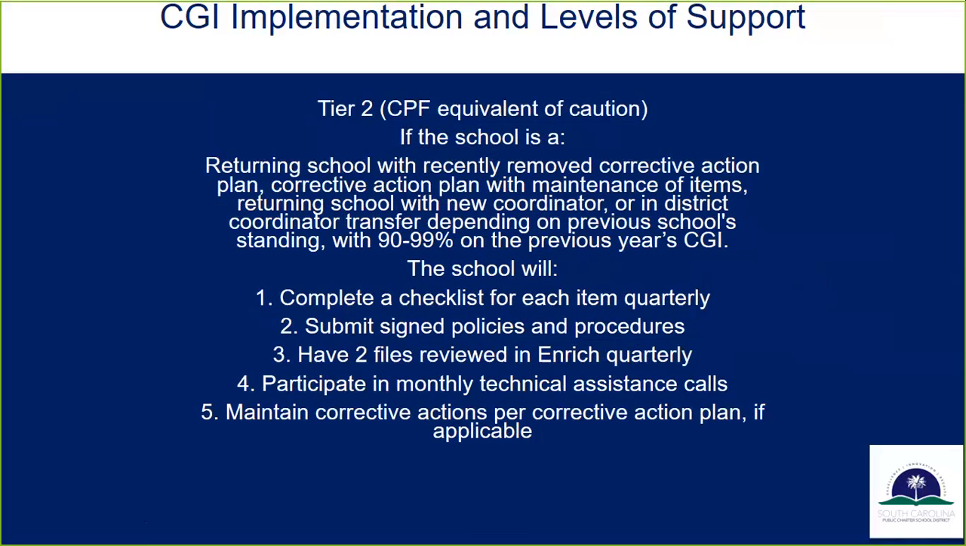A Tier 2, or the CPF equivalent of caution, is a returning school, or a school that has recently removed a corrective action plan, a school with a corrective action plan with maintenance items, a returning school with a new coordinator, or a district coordinator transferred, depending on the previous school standing. Your previous CPR score would have been a 90 to 99. So that, I think, puts you in the range between a 1.9 and a 2.